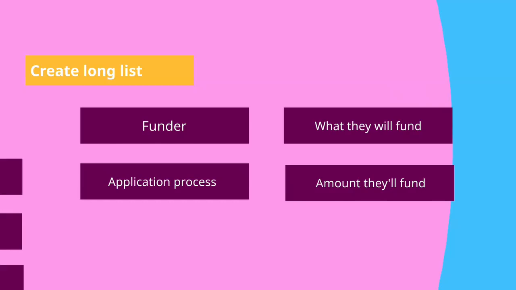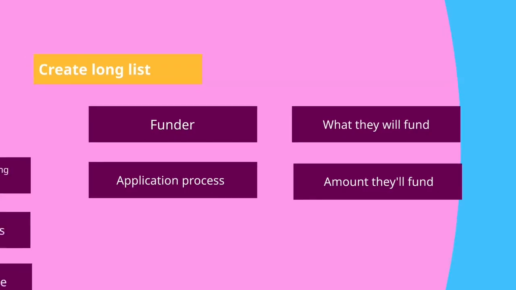Once you know what, why, and how much, create a long list of funders. Start a spreadsheet, planning document, or other digital tool to record this information. The long list might include who the funder is, the type of funder, what they'll fund, the amount they'll fund, the application process, and any deadline. This is all important information to be able to filter the next level of your search.